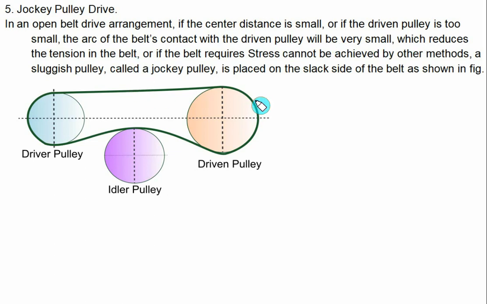As we know, T2 by T1 is equal to e to the power mu theta. Since theta will be small, the tension will also be small. If the required belt stress cannot be achieved by other methods, a sluggish pulley called a jockey pulley is placed on the slack side of the belt as shown in the figure. So this arrangement is called the jockey pulley drive.